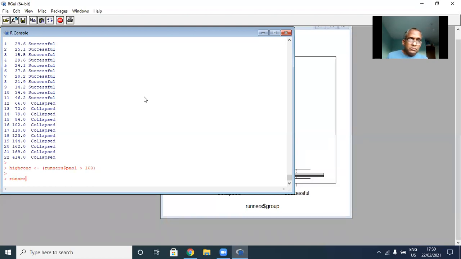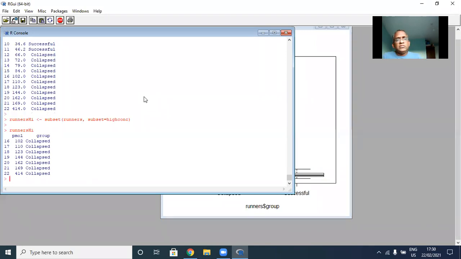Now, you can pick out those runners by using the command called subset. So subset of the runners with the subset corresponding to high concentration, right? Now, if you type runners high, this is what you get. So, sorry, I think I made a mistake here. Sorry, this is subset, sorry guys. This is what you get. So these are the subset of the original data set where the concentration value is greater than 100.